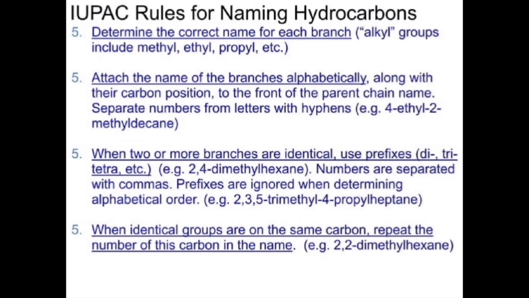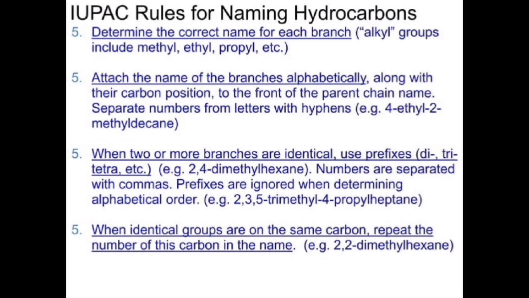The next rule is to attach the names of the branches alphabetically, along with their carbon positions, to the front of the parent chain name. Separate numbers from letters with hyphens. In case you have more than one branch in your hydrocarbon chain, then you have to write the names of the branches in alphabetical order. We should also mention the carbon position along with the branch name, and you have to separate the letters from the numbers using small hyphens.